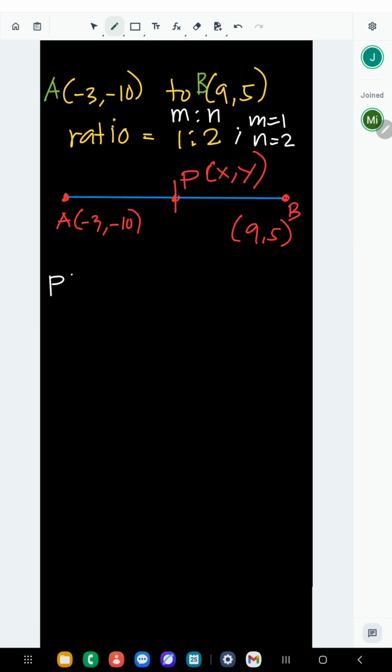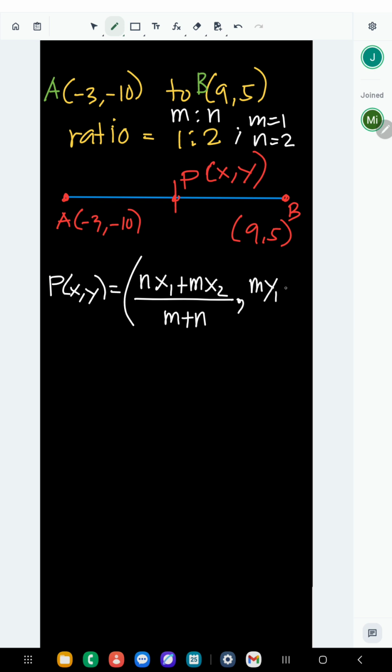Okay, point P is just equal to n x sub 1 plus m x sub 2 over m plus n. Then the y coordinate is n y sub 1 plus m y sub 2 over m plus n. So let's define x sub 1 and y sub 1. Let's say this is x sub 1, this is y sub 1, this is x sub 2, this is y sub 2.